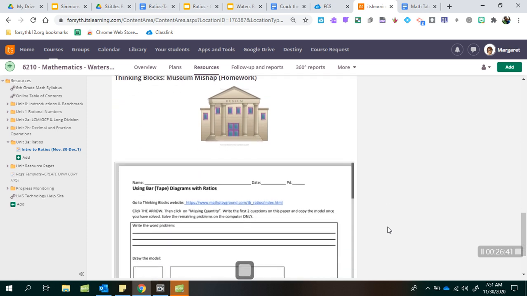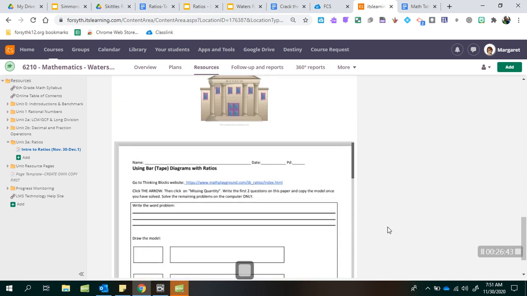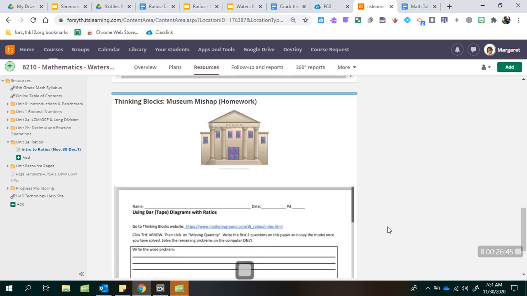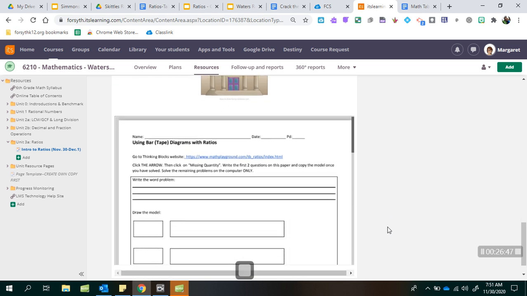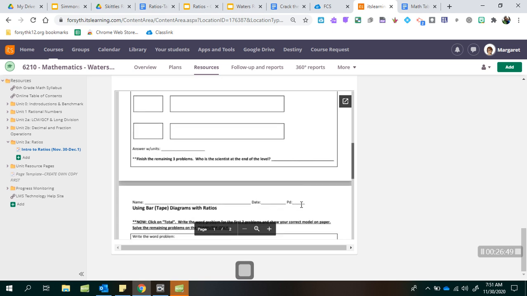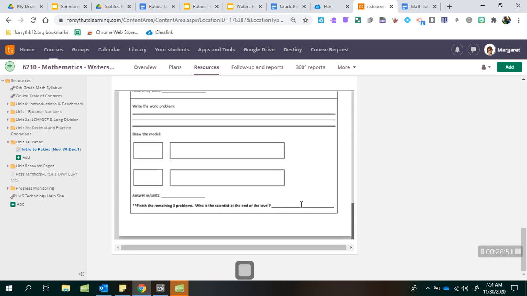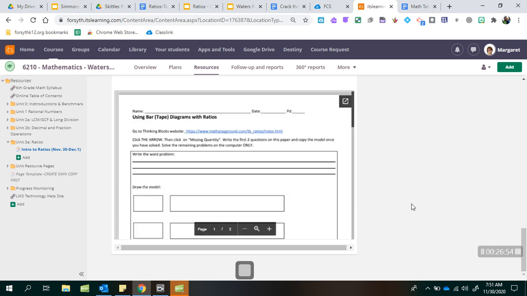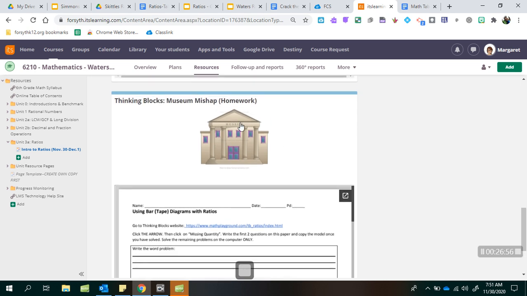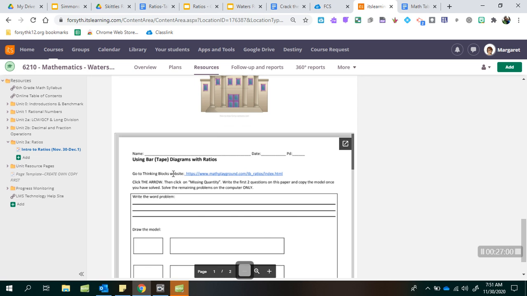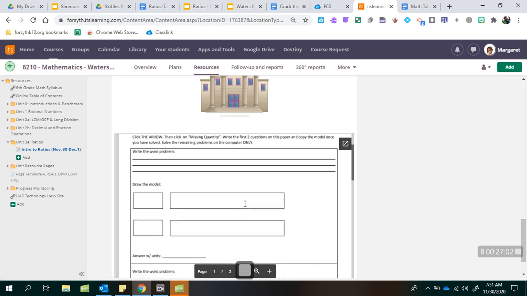And then homework for tonight, which I would just go ahead and do, is this museum mishap. Okay, it doesn't take too long. It's just to give you a little intro of what we're going to be learning about tomorrow. So you can click on the museum and it'll take you to the Thinking Blocks website. Then you can follow along with this. If you can't print this out, then you just work it out on scratch paper.